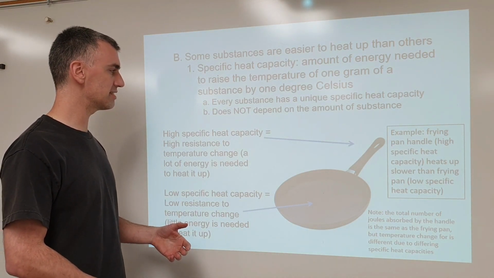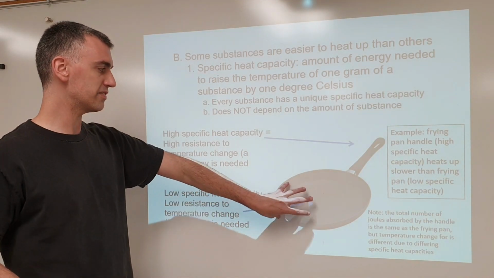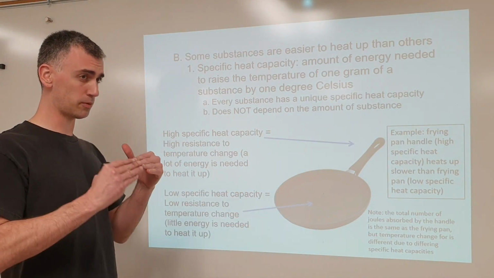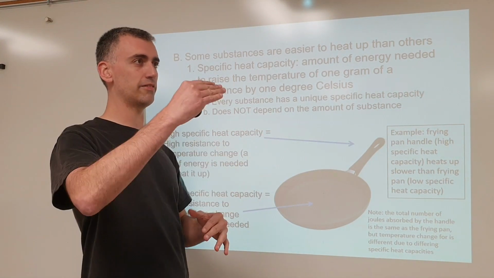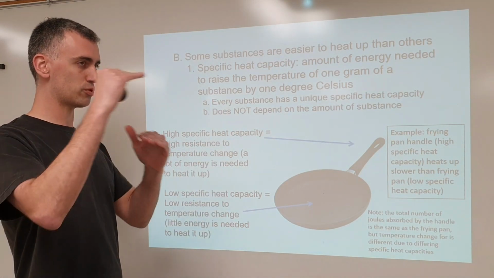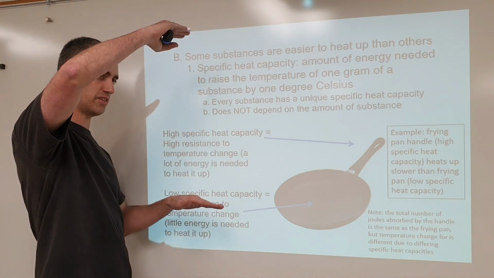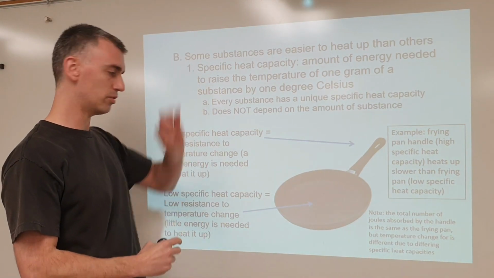Really what it means is that only a small amount of heat is needed to raise its temperature for low specific heat capacity, so it can't hold very much heat before its temperature goes up. Whereas high specific heat capacity means it can hold a lot of energy before its temperature starts to rise. So each unit of temperature rise requires a lot of energy for high specific heat capacity. Each unit of temperature rise requires only a little bit of energy for low specific heat capacity.